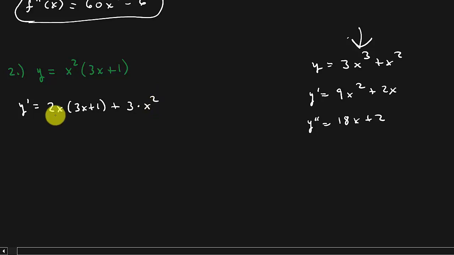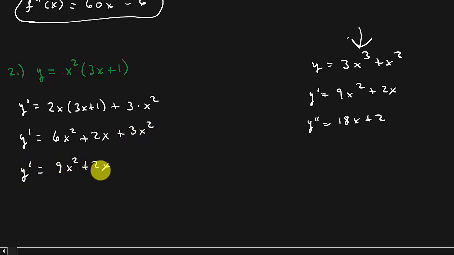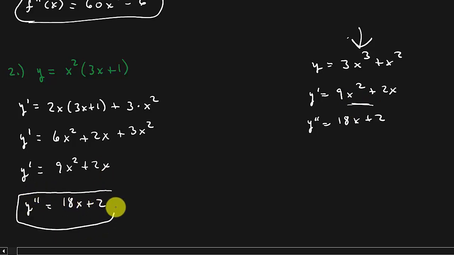And then let's clear the parentheses, combine like terms. So y prime is going to be 6x squared. Let's see, 6x squared plus 2x plus 3x squared. And so y prime is 9x squared plus 2x. So that's the first derivative. Now, and you can see that's what we got here. And then the second derivative is going to be 18x plus 2. So you get the same thing either way.